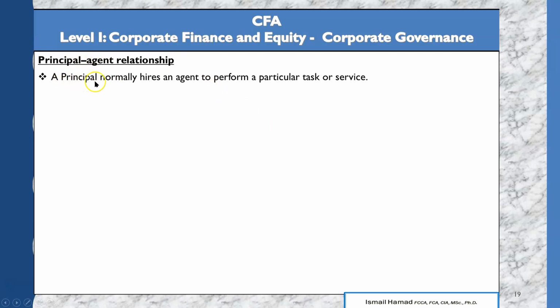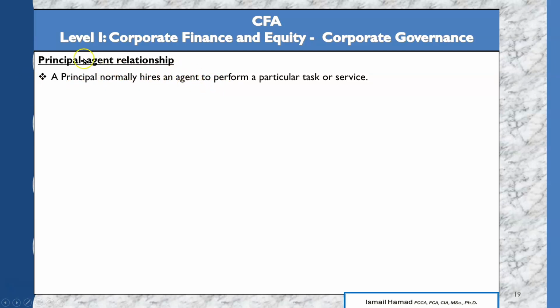Principal, that is the shareholder, hire managers, that is the agent, to perform certain tasks in any setup, whether it is a company or at the personal level. Now, if you are leaving a country, you can appoint somebody to look after certain buildings, to sell them on your behalf. He is your agent.